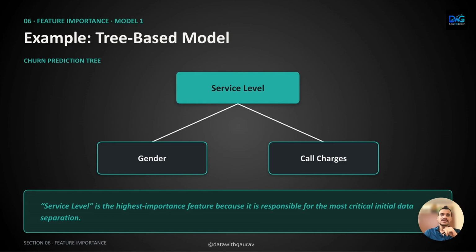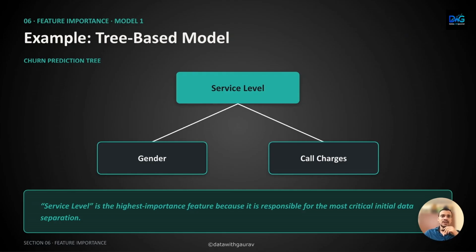This gives us an important insight. In tree-based models, features used closer to the top of the tree are generally considered more important because they are influencing a large portion of the data set. Features appearing deeper in the tree usually affect only a smaller subset of the data.